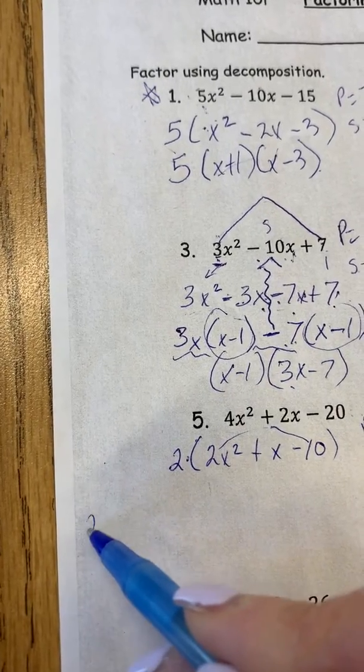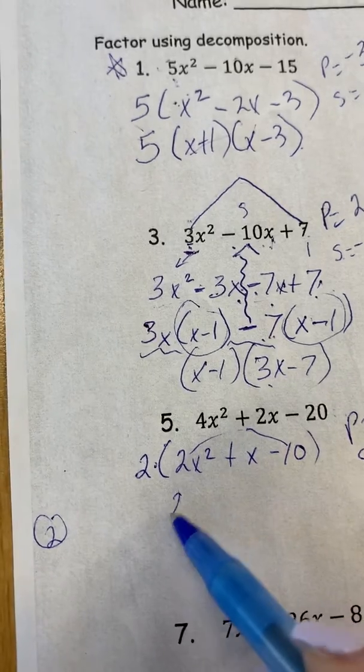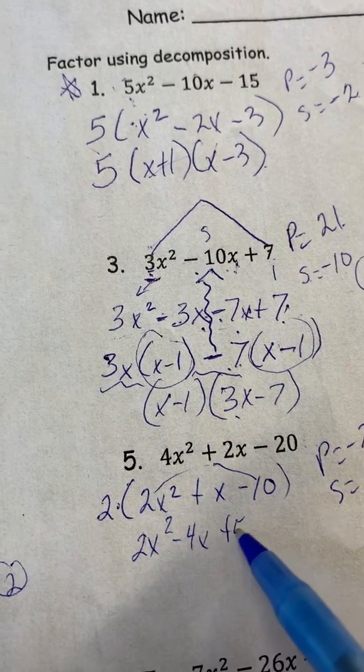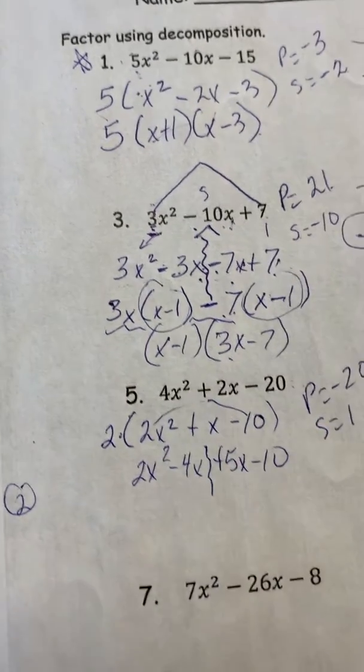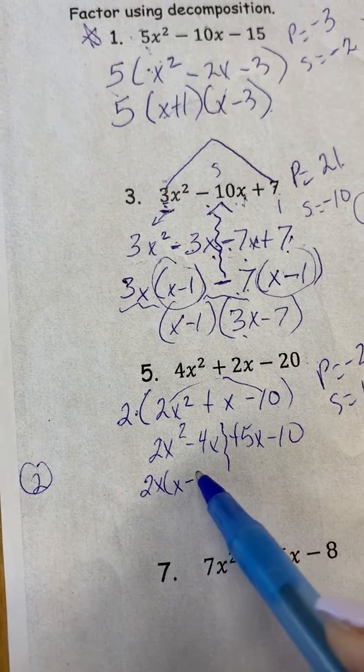Okay, remembering that I'm going to need to write down my greatest common factor after, I'm going to start by decomposing this: 2x squared minus 4x plus 5x minus 10. I've got 4 factors, so I remind myself that that's factoring by grouping. What can I take out of here? A 2 and an x. I'm left with x minus 2.